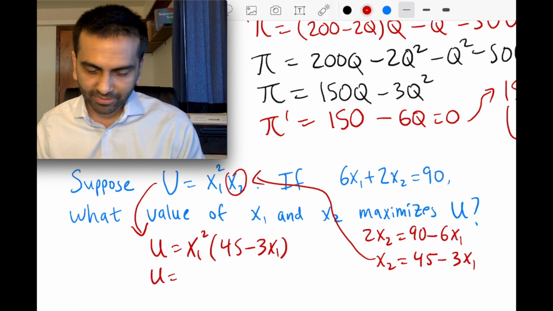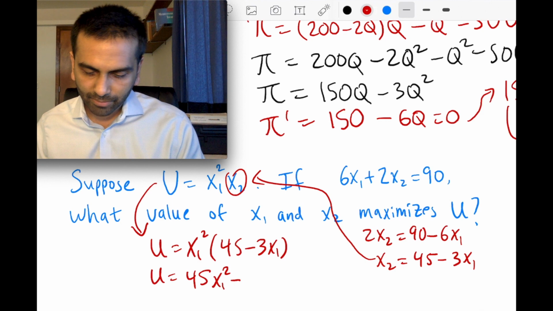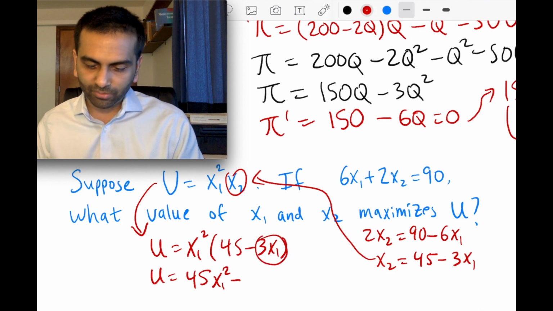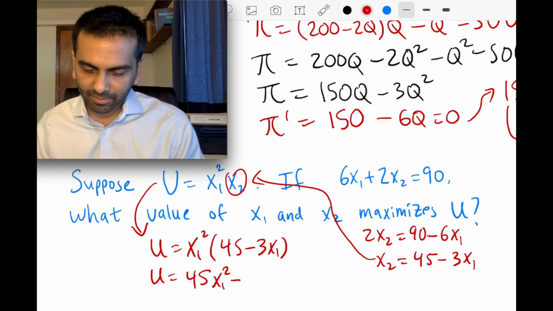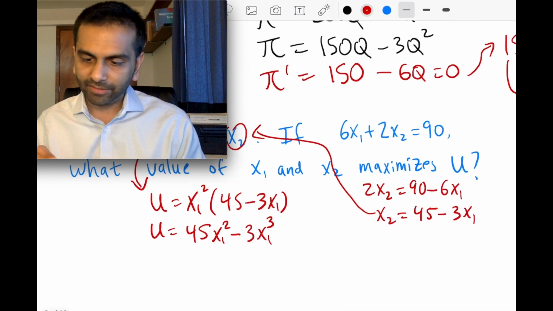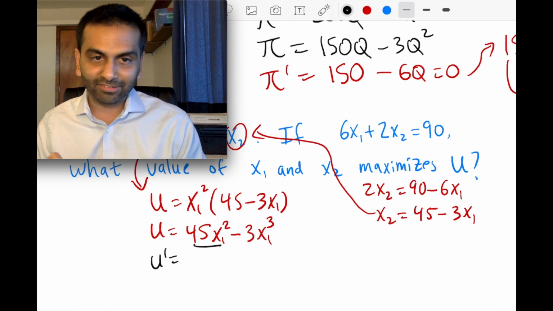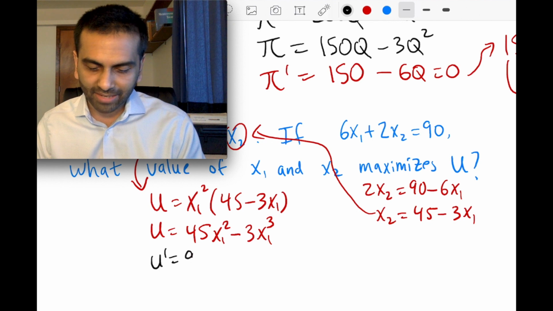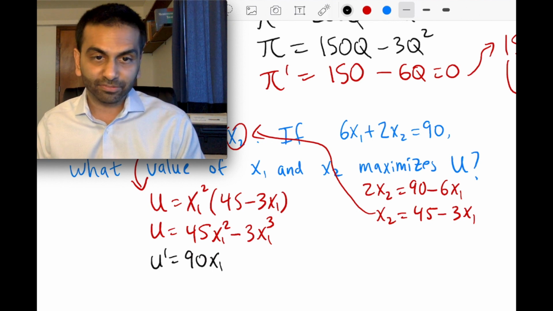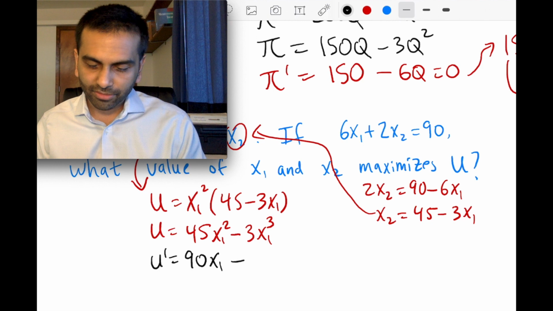And so if I distribute that out, I get 45 x1 squared minus, let's see, 3x1 times x1 squared, that's going to be 3x1 to the third power. Now if I take the derivative, my first derivative condition, I get 45x1 squared, the 2 comes down, so I get 90x1 to the first power, minus, the 3 comes down here, so 3 times 3 is 9, 9x1 squared, and I set that equal to 0.